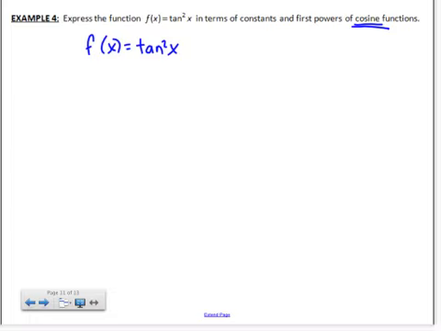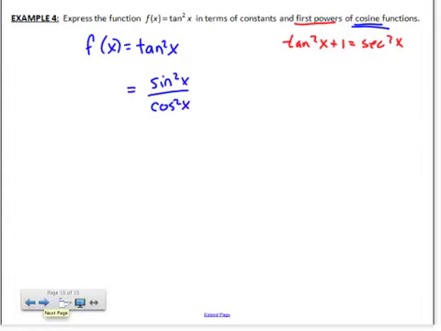But that one's not as useful to me. I do know that tangent squared x is sine squared x over cosine squared x. Also, another reason not to use the other one is that it says to use first powers of cosine. First powers means not second power. Reducing power means not cosine squared. So there's no reason we would want tangent squared, secant squared, or anything crazy like that. So don't use that identity. Again, you've got to make sure you know what you're being asked to do.